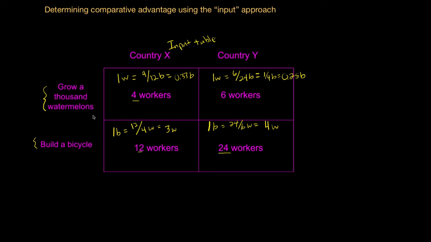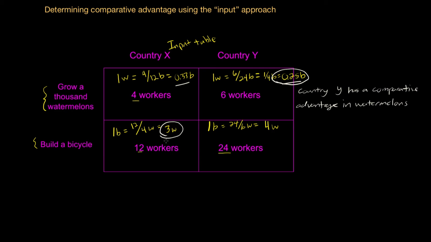Let's look at watermelons first. Country X gives up 1/3 of a bicycle per watermelon, whereas country Y gives up only 1/4 of a bicycle per watermelon. Country Y clearly can produce watermelons at a lower opportunity cost. So country Y has a comparative advantage in watermelon production. 1/4 of a bicycle is cheaper than 1/3 of a bicycle, giving country Y the advantage in watermelon production. And not surprisingly, country X has the comparative advantage in bicycle production. It gives up only 3 watermelons, or 3,000 watermelons per bicycle, instead of country Y's 4 watermelons per bicycle, giving country X the comparative advantage in bicycle production.